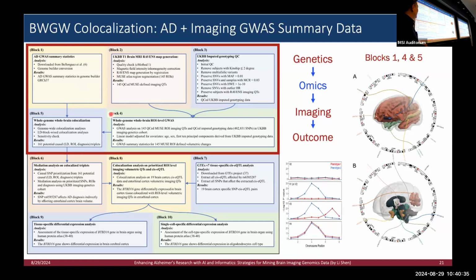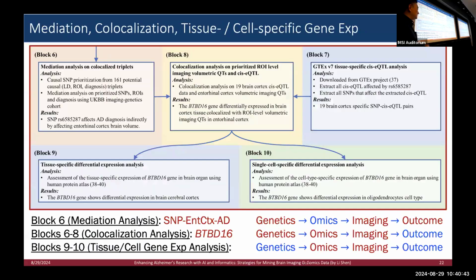So we use ADNI GWAS analysis. We do a co-localization analysis, and you can figure out these triplets: genetics, imaging, and outcome. And then there's still a lot, so we did mediation analysis, so that we can further narrow down the scope. We identify entorhinal cortex as the imaging mediator that links the SNP with AD.